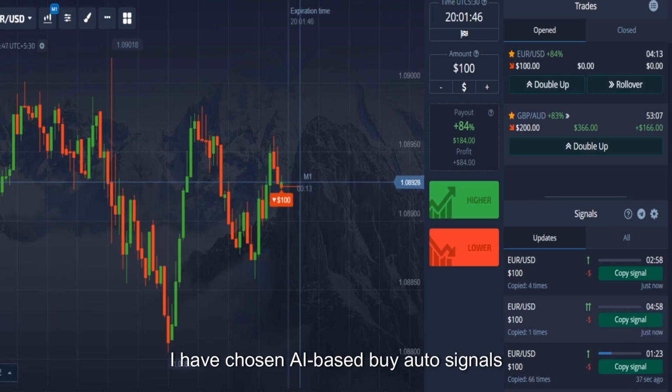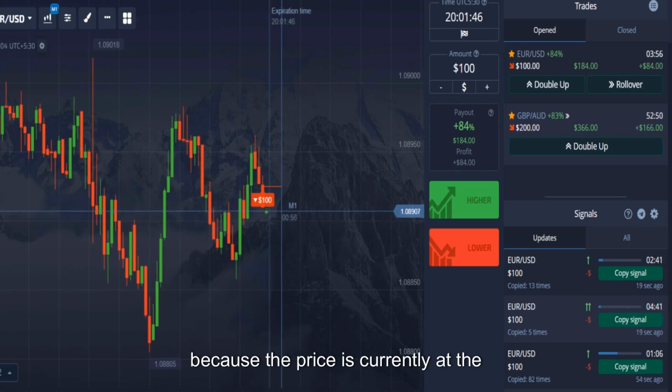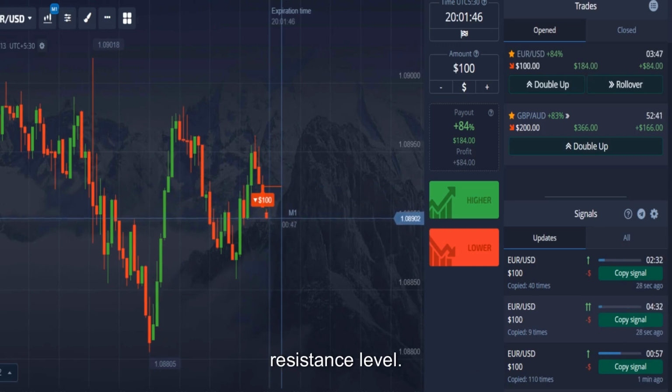I have chosen an AI-based buy auto signal with a 5-minute expiry for this trade because the price is currently at the resistance level. Important tips for safe trading.